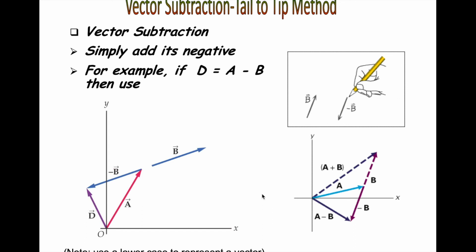Same thing with this example over here. If you do vector a plus vector b, you get this resultant. But if you do subtraction, vector a minus vector b, then you get this resultant instead. Okay.